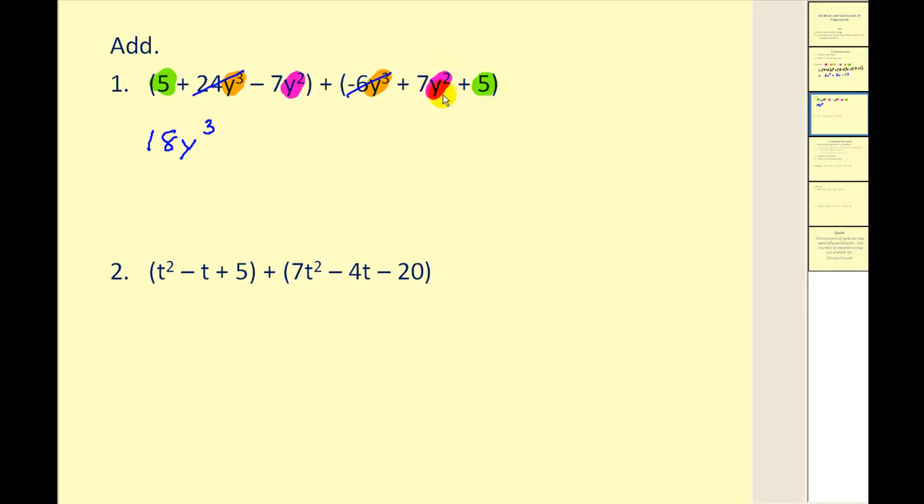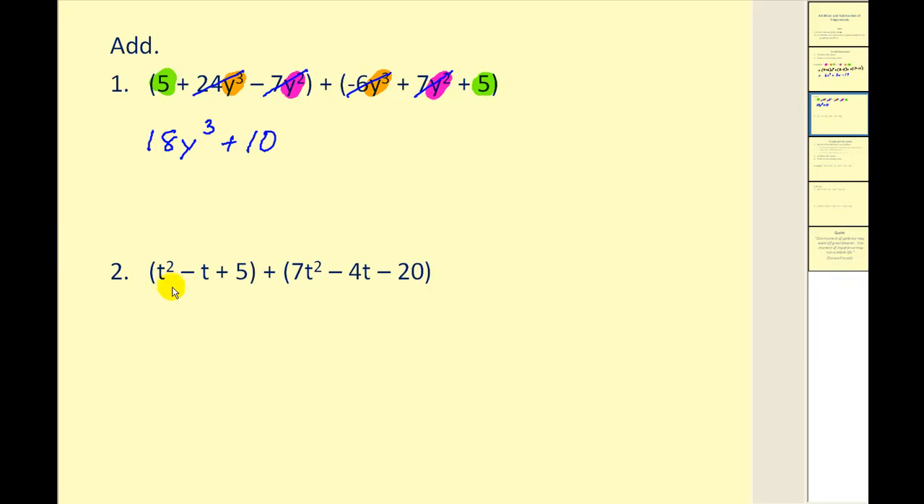Next we'll address the y squared terms. Notice the coefficients of the y squared terms. We'd have negative 7 plus 7. That would equal 0. 0y squared would be 0. So these simplify out because they are opposites. And lastly we have 5 plus 5, which would equal 10.